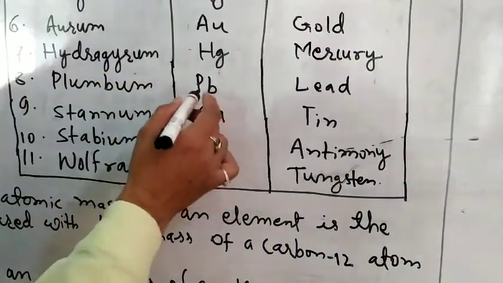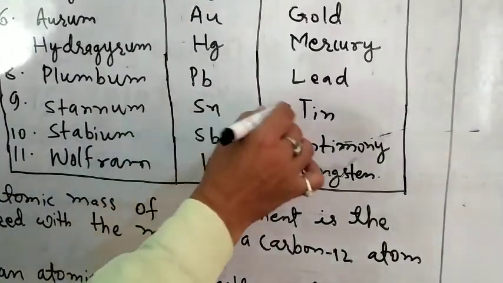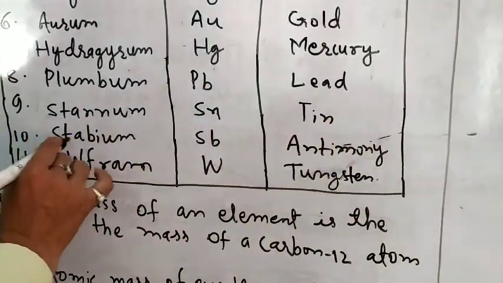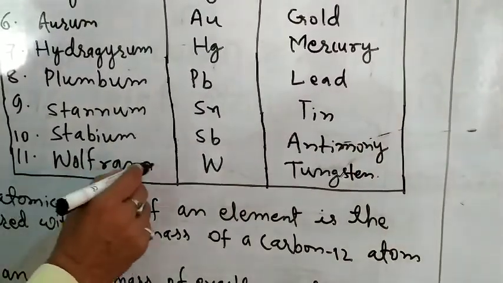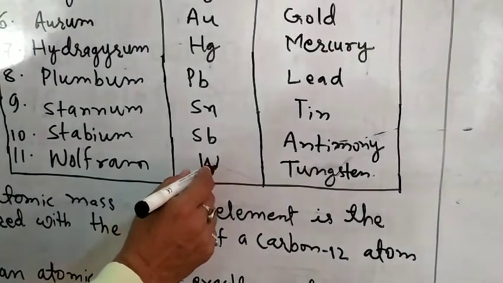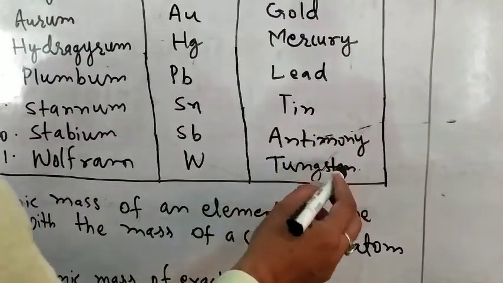Plumbum, Pb, and its English name is lead. Stannum, Sn, and its English name is tin. Stibium, Sb, and its English name is antimony. And wolfram, its symbol is W and its English name is tungsten.